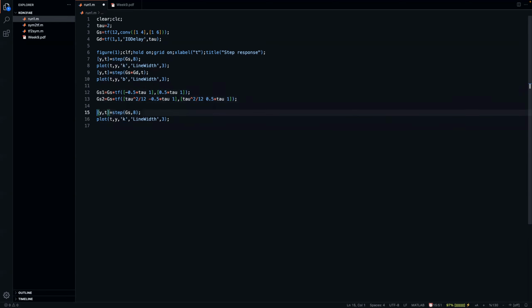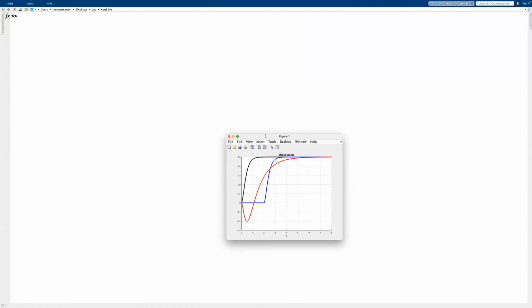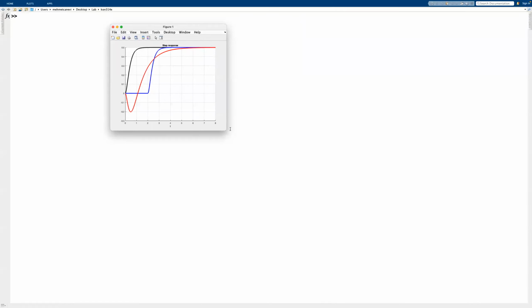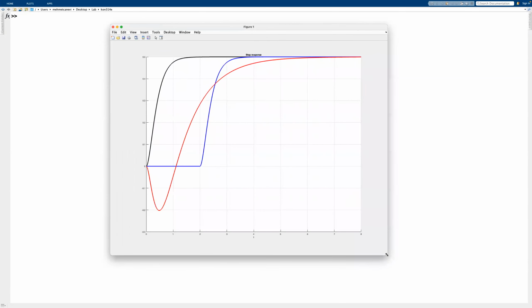Let's start with the first approximation here. Let's use a red color and let's see what's going to happen. Now, it is nice to have a transfer function. It is nice to be able to plot the step response.